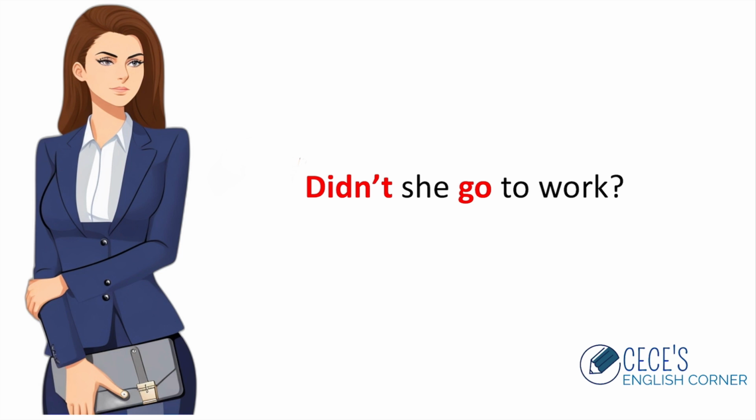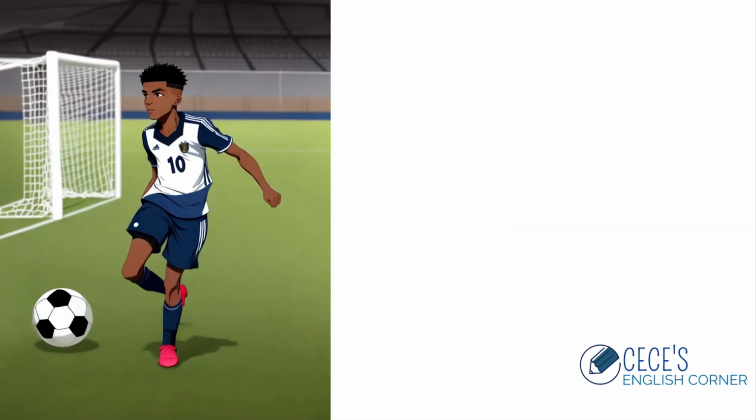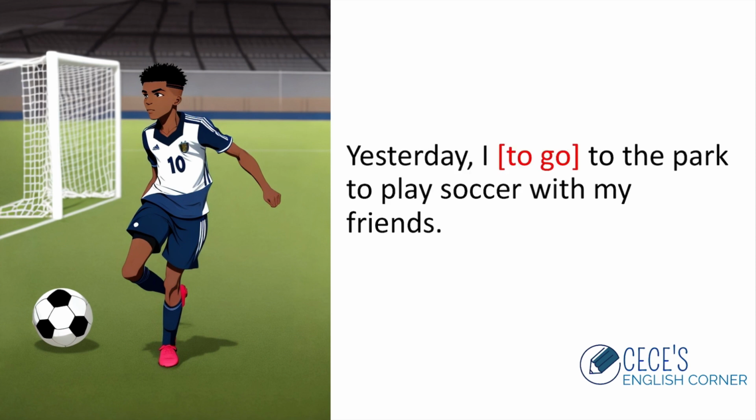Okay, let's go through some practice questions. Let us conjugate the verbs in the following sentences in the past tense. You can pause the video before each question to give it a try. Let's begin. Yesterday, I to go to the park to play soccer with my friends. Notice that the sentence begins with yesterday, so this is an event that happened in the past.